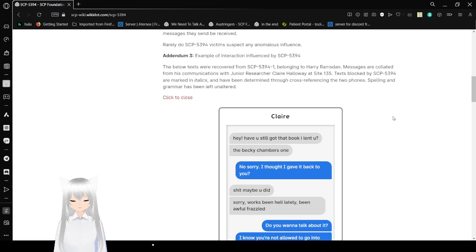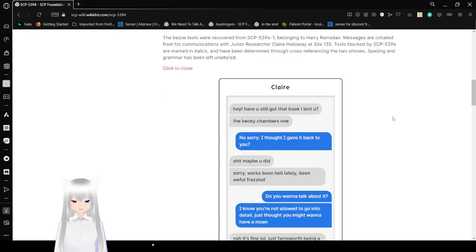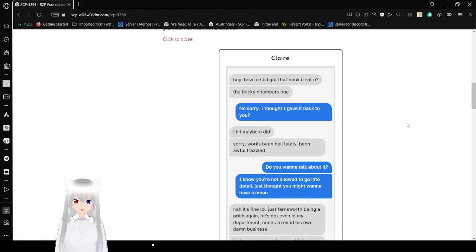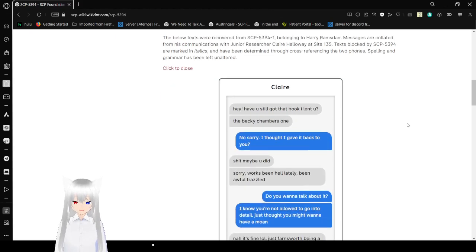Addendum 3, example of interaction influenced by SCP-5394. The below texts are recovered from SCP-5394-1, belonging to Harry Ramsden. Messages are collated from his communications with junior researcher Claire Holloway at Site 135. Texts blocked by SCP-5394 are marked in italics and have been determined through cross-referencing the two phones. Spelling and grammar has been left unaltered. So this is between Harry and Claire.